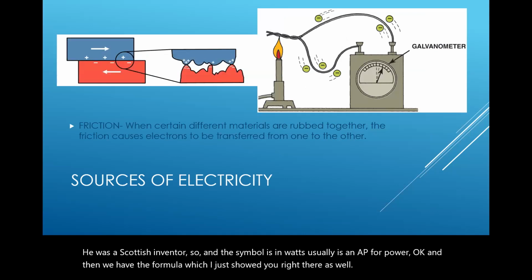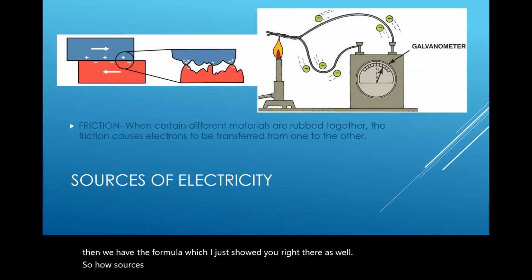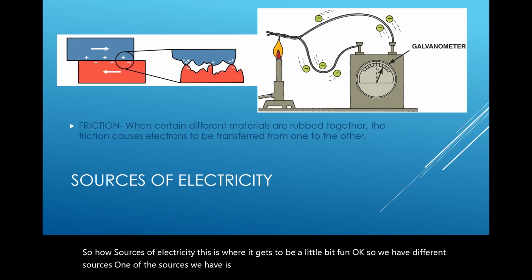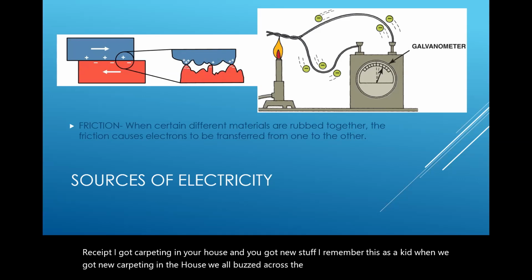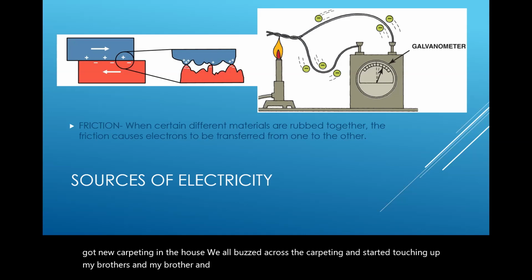So, sources of electricity. This is where it gets to be a little bit fun. Okay, so we have different sources. One of the sources we have is by friction. Now, if you've ever got carpeting in your house and you got new stuff, I remember this as a kid, when we got new carpeting in the house, we all buzzed across the carpeting and started touching my brother and my sister and shocked them.